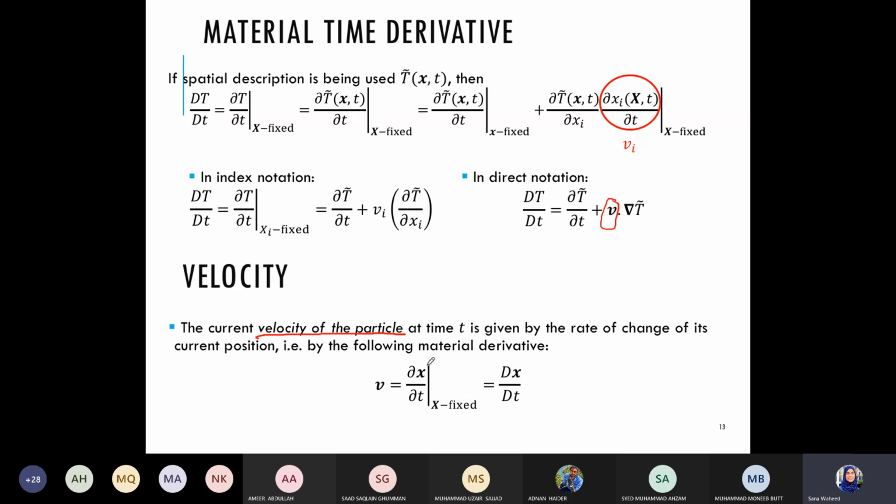So that is this capital D x with respect to dt. By definition it is a material derivative, the velocity of a particle.